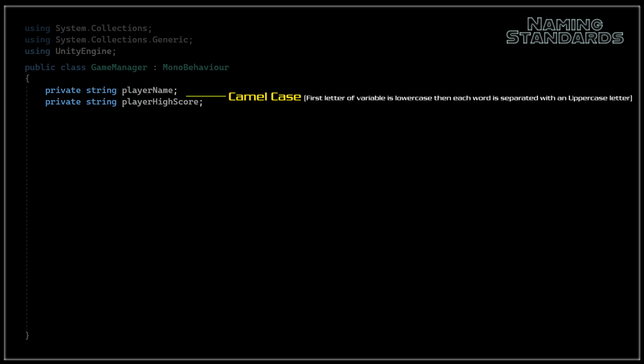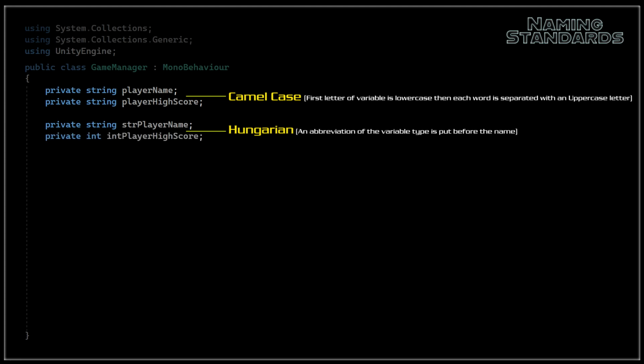Another one that some like is the Hungarian notation, pretty kind of old school, which is just putting an abbreviation of the variable type in front of the variable name. Some people still like it, I guess. So the playerName would become strPlayerName, because it's a string, and playerHighScore would become something like intPlayerHighScore, because it's an integer.